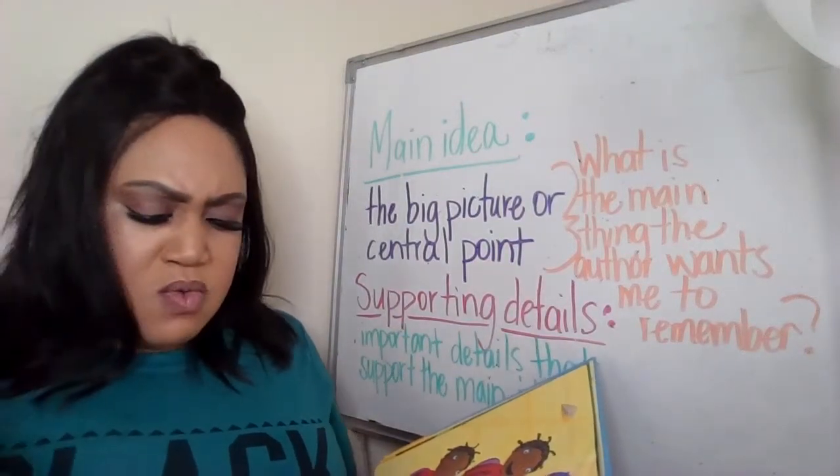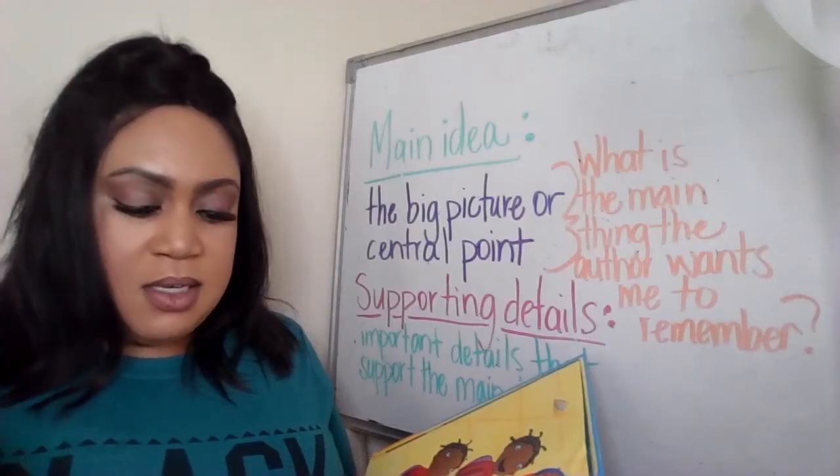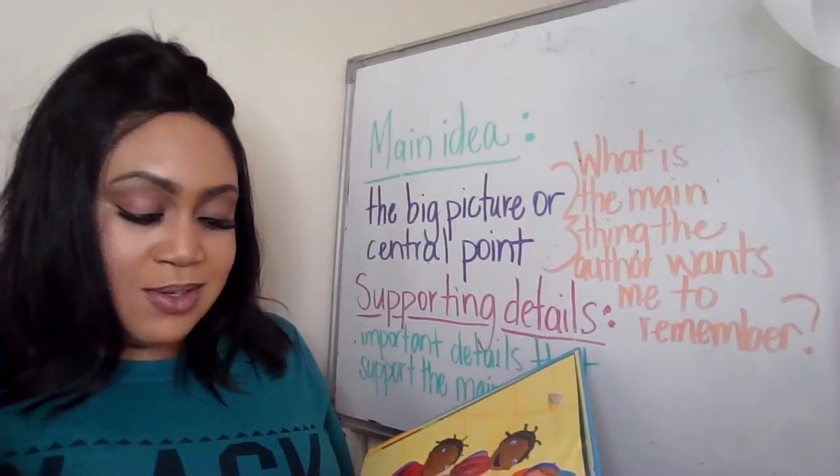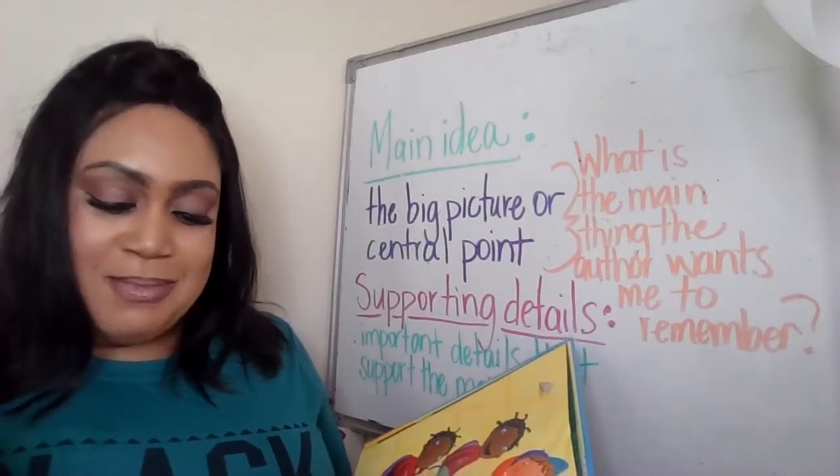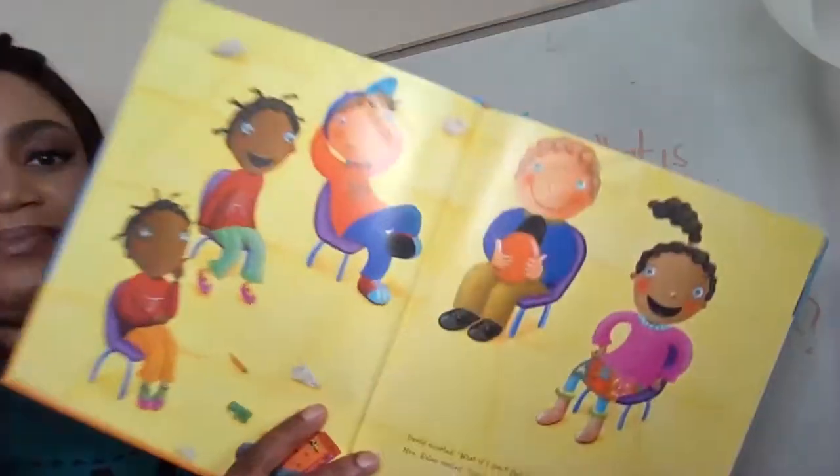David scowled. "What if I don't feel like being kind?" he asked. Mrs. Ruler smiled. "Good deeds fill needs. Count on me. You'll see," she said.